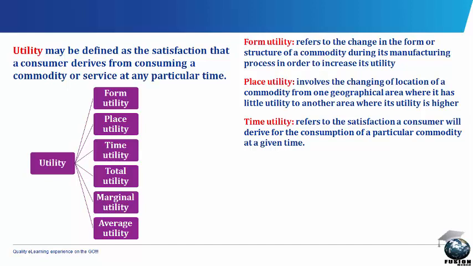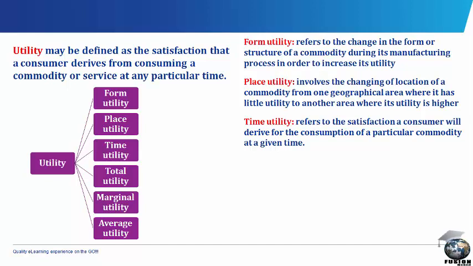We'll be looking at the form utility. Form utility refers to the change in the form or structure of a commodity during its manufacturing process in order to increase its utility. This means that the commodity does not possess the utility power in its original form. For instance, flour does not satisfy the immediate wants of consumers till when changed to bread.